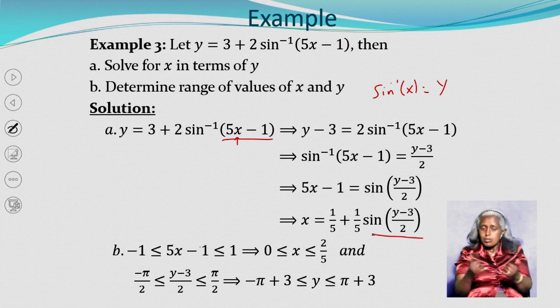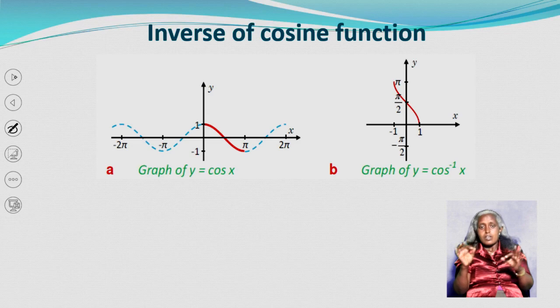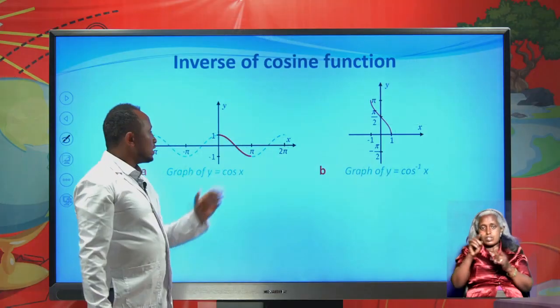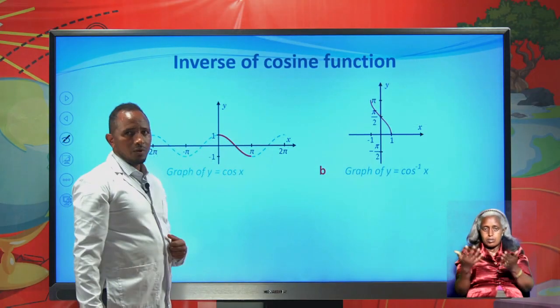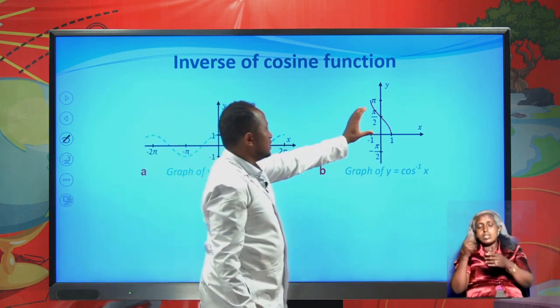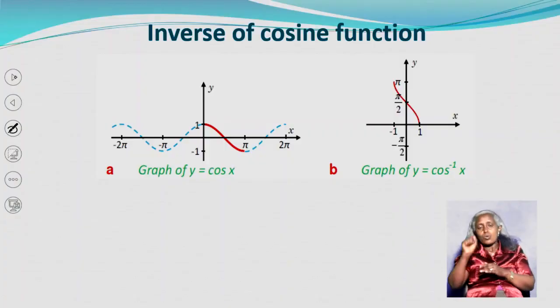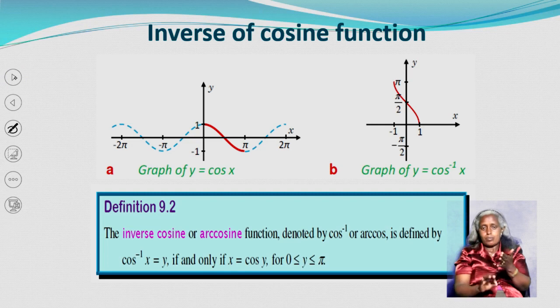Now let's continue. Inverse of cosine function. The inverse of cosine function is defined on the interval 0 to pi. On the other parts, it will not be 1 to 1. So the 1 to 1 part is from 0 to pi, and the inverse graphically looks like this. So cos inverse is defined in this form. The inverse of cosine, or we call this arc cosine function, is denoted by this symbol, cos inverse or arc cos.